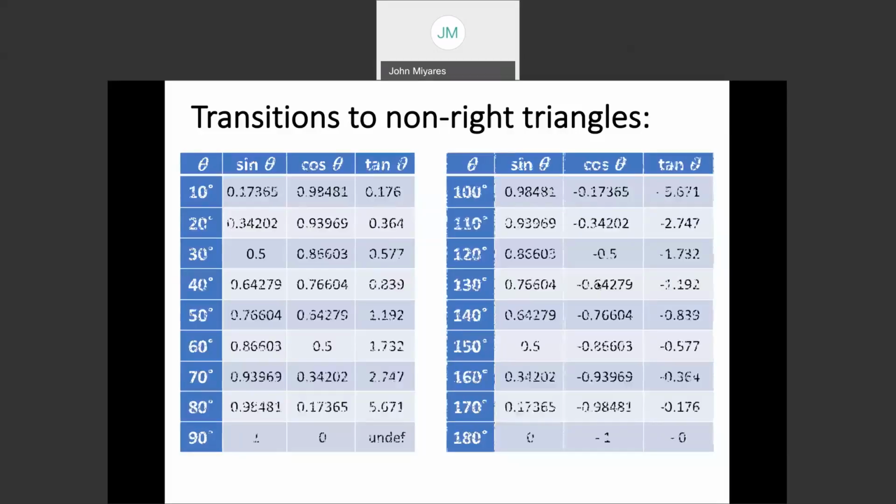So here's what they look like all filled in. Please take your time to look at these numbers for a minute, and we're going to discuss some patterns in them in just a minute.